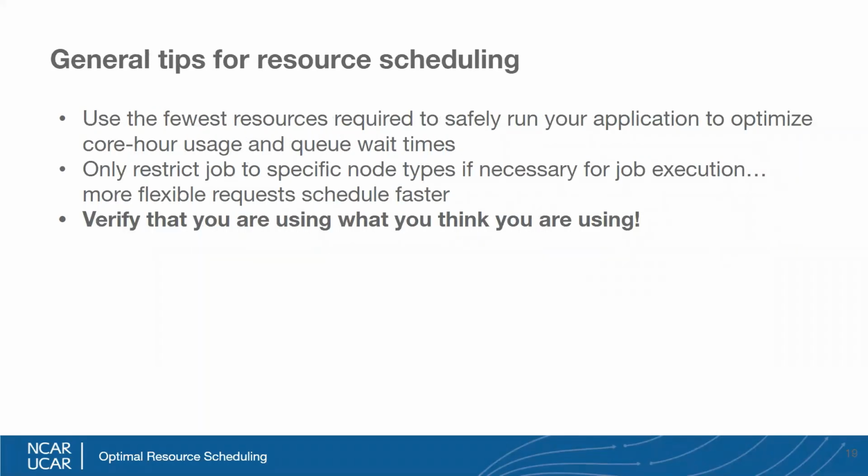And then just some general tips for scheduling. Use the fewest resources required to safely run your application, and that'll optimize your core hour usage and your queue wait times. Only restrict the job to specific node types if necessary for the job execution. On Casper, I can request a certain CPU type, or I can request that there be a GPU on the node. Only request that if it's necessary for your job, because otherwise you're limiting the pool of nodes your job can run on, which will make it take longer to schedule.